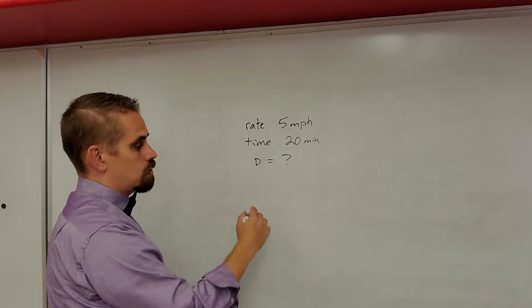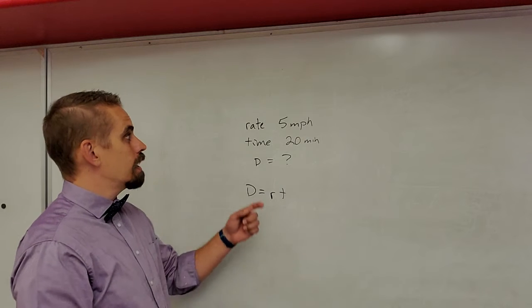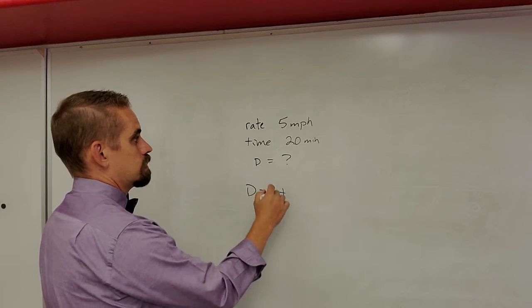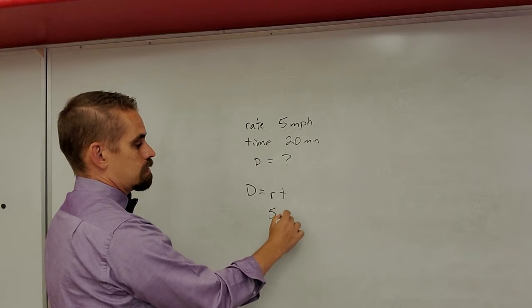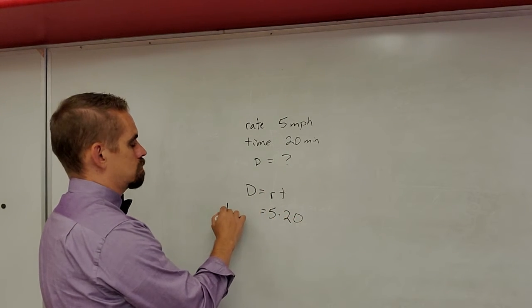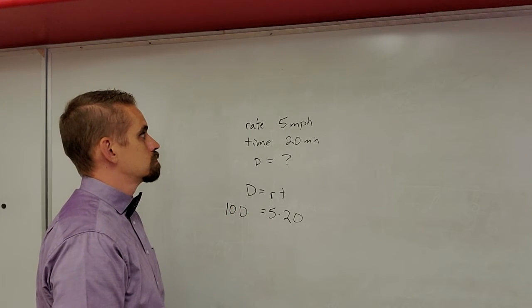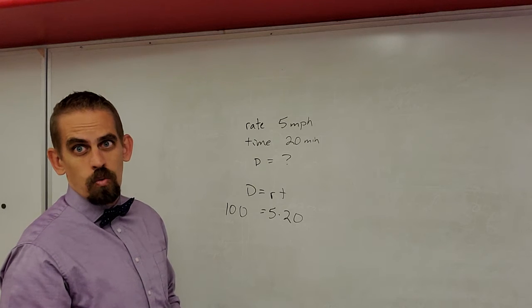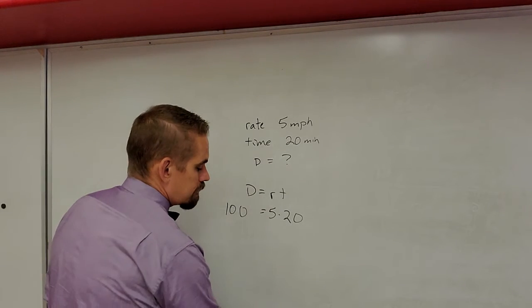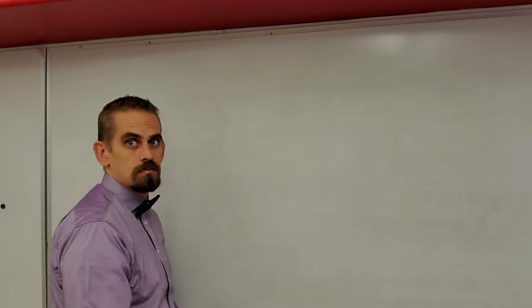You don't know. So you look at D equals R times T. And you say, okay, I take my rate, I put it here. So that's 5. Take my time, I put it here. That's 20. 20 times 5 is 100. I've gone 100 miles. So you can do that for anything. It doesn't matter what the letters are.